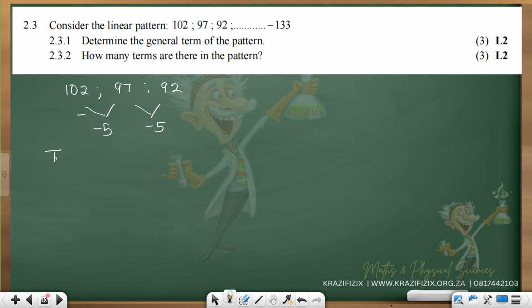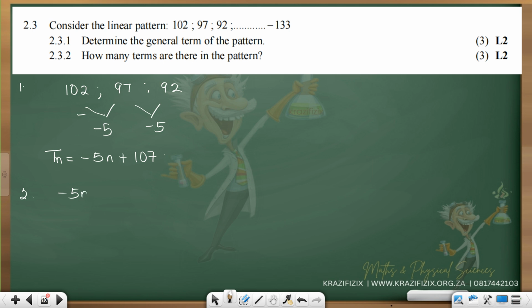If I put a negative there, what is my Tn? Minus 5n plus, because 102 minus minus would give me 107. And I'm done with the first one. So all of this will be included in my first one. Number 2, how many times are they in the pattern?